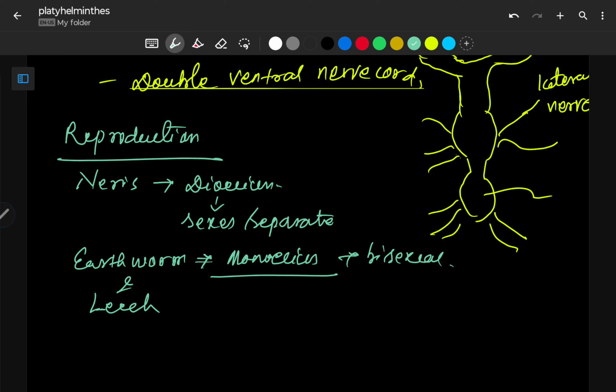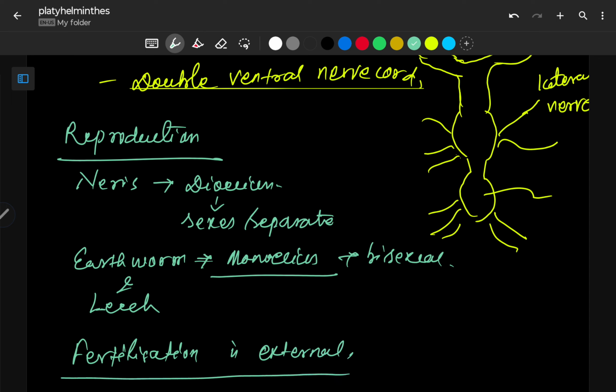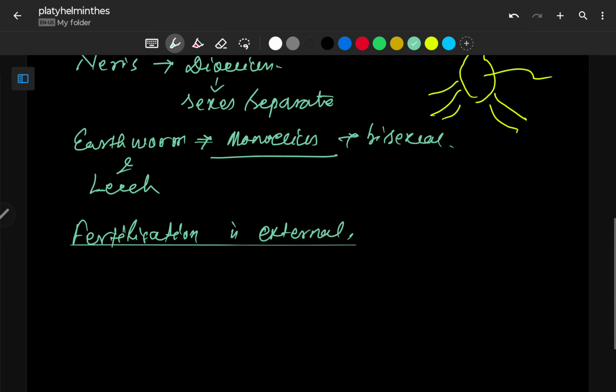Now fertilization takes place externally in case of earthworm. So fertilization is external. Okay, so these are the common characters of this phylum.